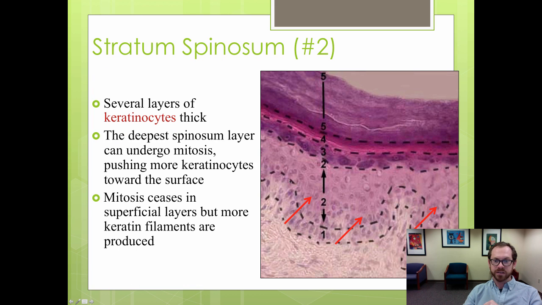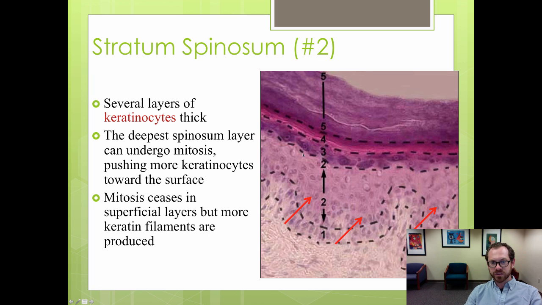Our next layer is the stratum spinosum, layer number 2, indicated here. And you can describe this layer as several layers of keratinocytes thick. The deeper layers of the spinosum are actually still going to be undergoing mitosis. There's going to be some overlap here, and that helps to push these cells superficially.